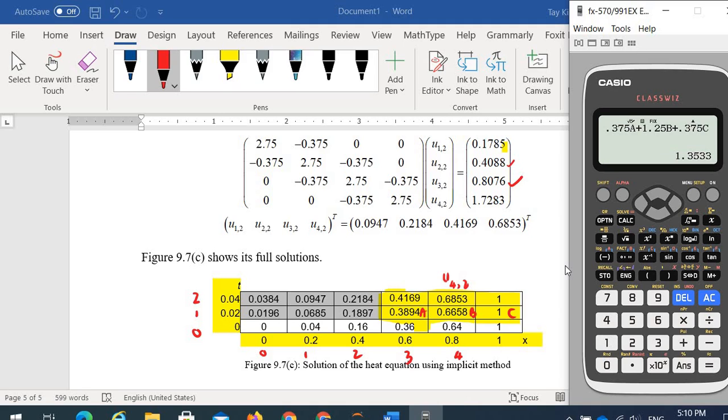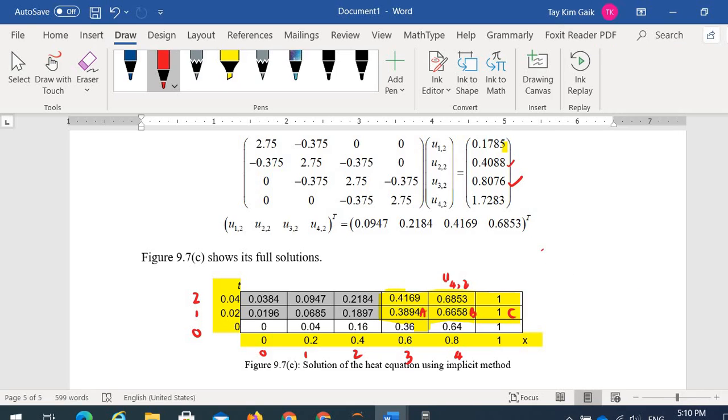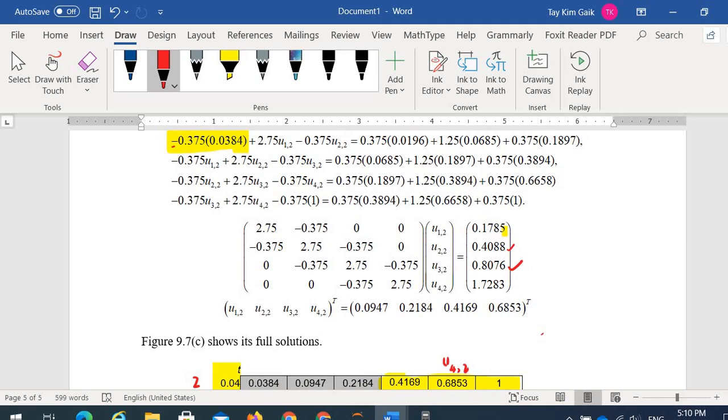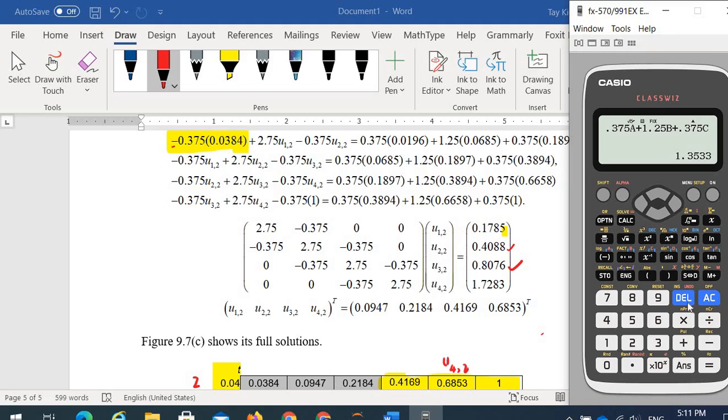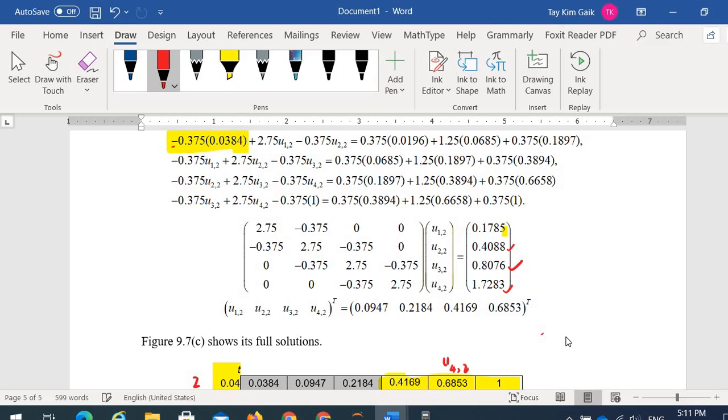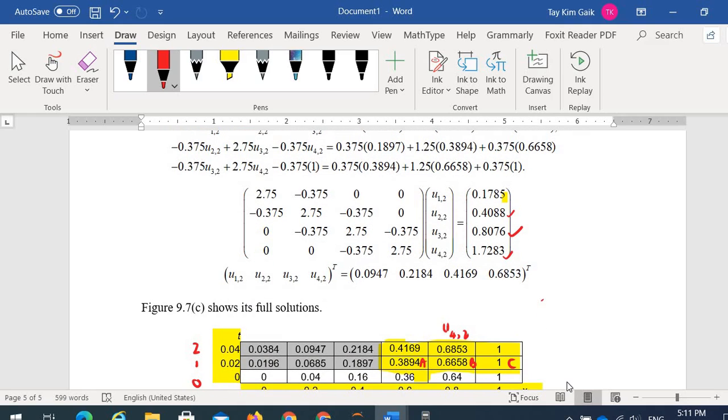However, be careful here. The last equation, why do you miss the negative 0.375 times 1? When you calculate manually, go here. Negative 0.375 times 1, which is a value you need to move to the right side to become plus 0.375. Okay, times 1. Right boundary is 1. So you get 1.7283. And then you can solve your U12, U22, U32, U42.